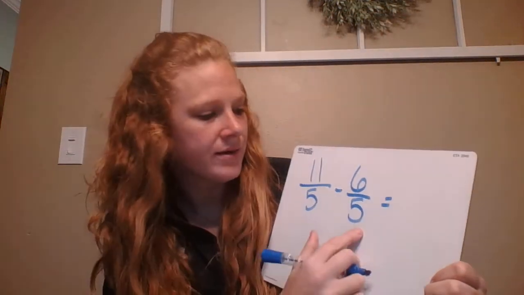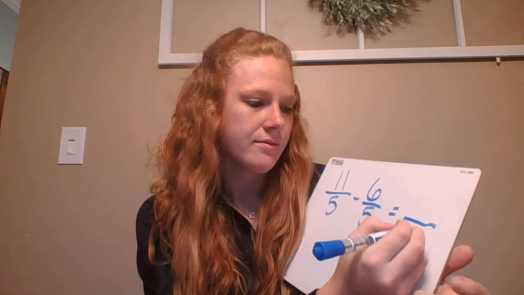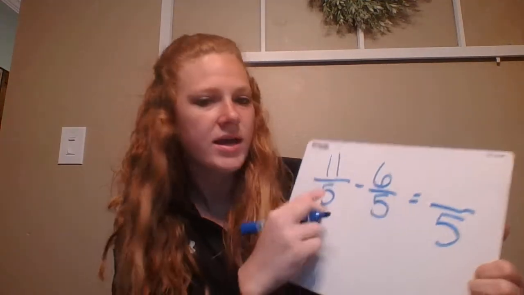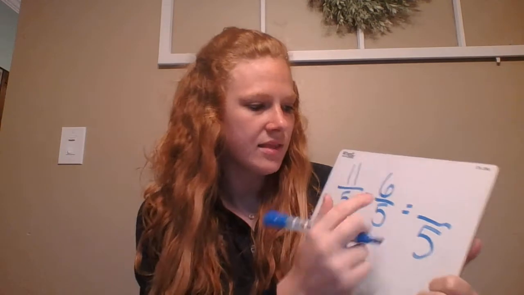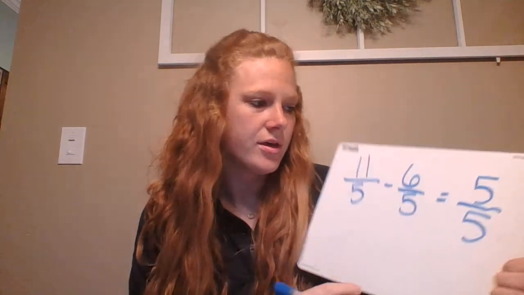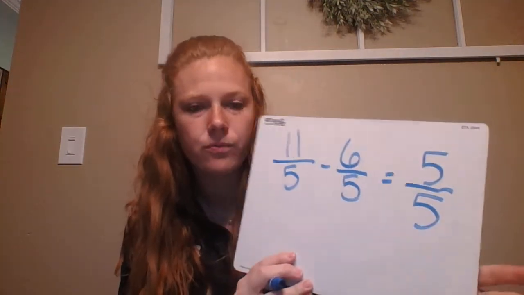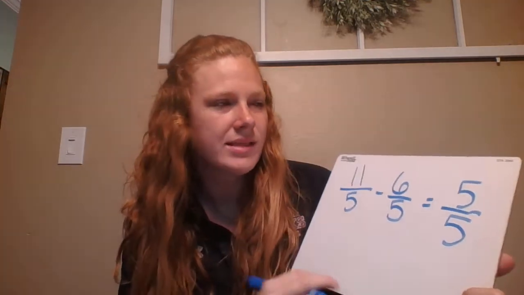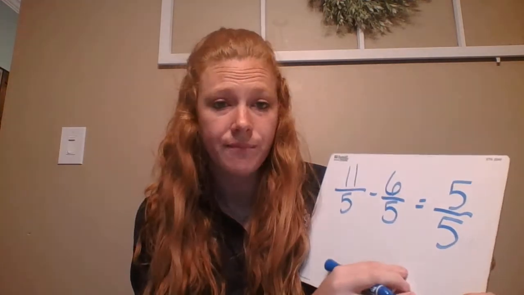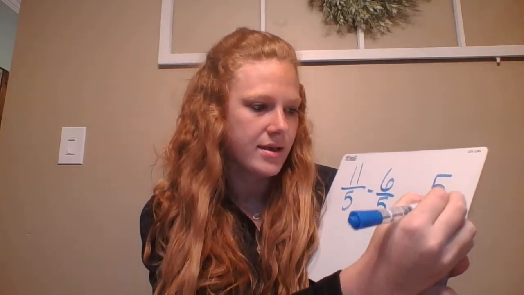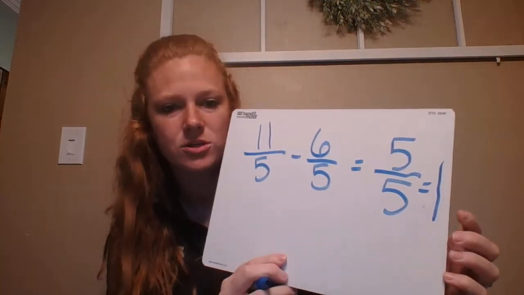Now we're going to move on to subtraction. We're going to do 11/5 minus 6/5. This time my denominators are the same, so I will keep that, a 5. And I can ask myself 11 minus 6. 11 minus 6 is 5. So I have 5/5. So right now I could leave it as it is, but it could be a whole number. So 5/5 is actually the same as 1 whole. So my answer is 1.